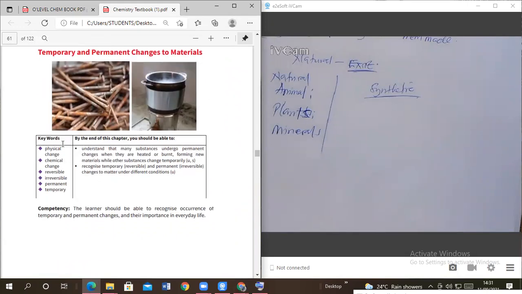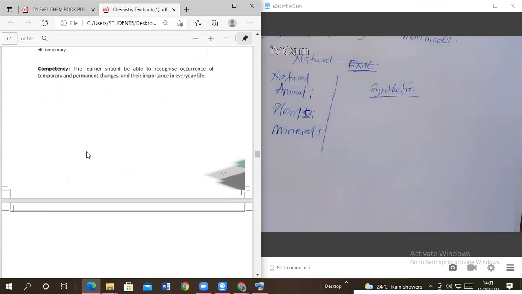So at the end of this chapter, we must be in position to describe what is called, the keyword is, one, physical change. You get it? Yes. Then chemical change. Then you must be in position to tell us that there is also something called reversible and irreversible. Isn't it? Yes. Then they must be permanent or temporary. All these keywords, you must be in position to differentiate them. Okay?